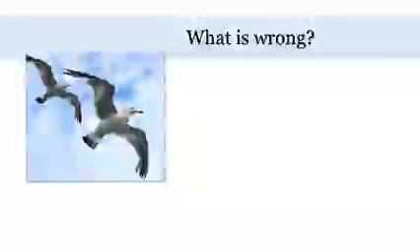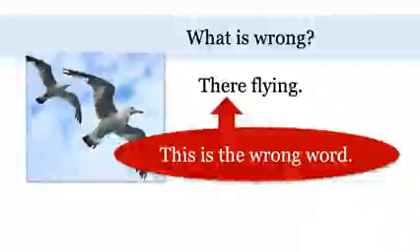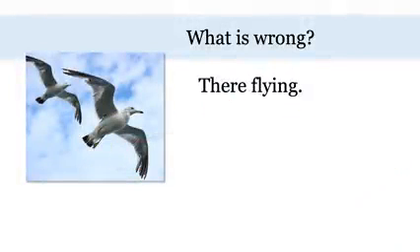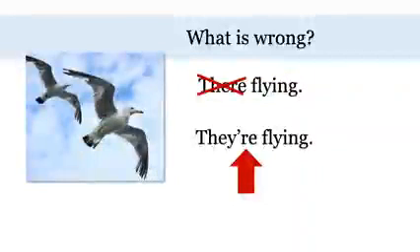What is wrong with this? They're flying. It sounds right, but there's something wrong. This is the wrong word. There flying is incorrect. We want they're flying. This they're is the contraction of they and are. It sounds just like the other there, but don't forget you need the be verb to make the present progressive.